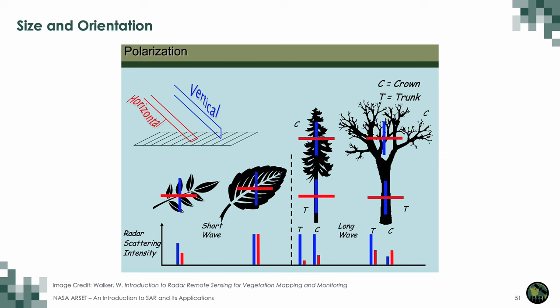about the same. For the trees, which we are looking at with a longer wavelength, say L or P band, the first one will have a higher return in the vertical polarization from both the trunk and the canopy, and the second one will also have an overall stronger return in the vertical polarization because the trunk component dominates. However, note that the crown has slightly more horizontal than vertical components.